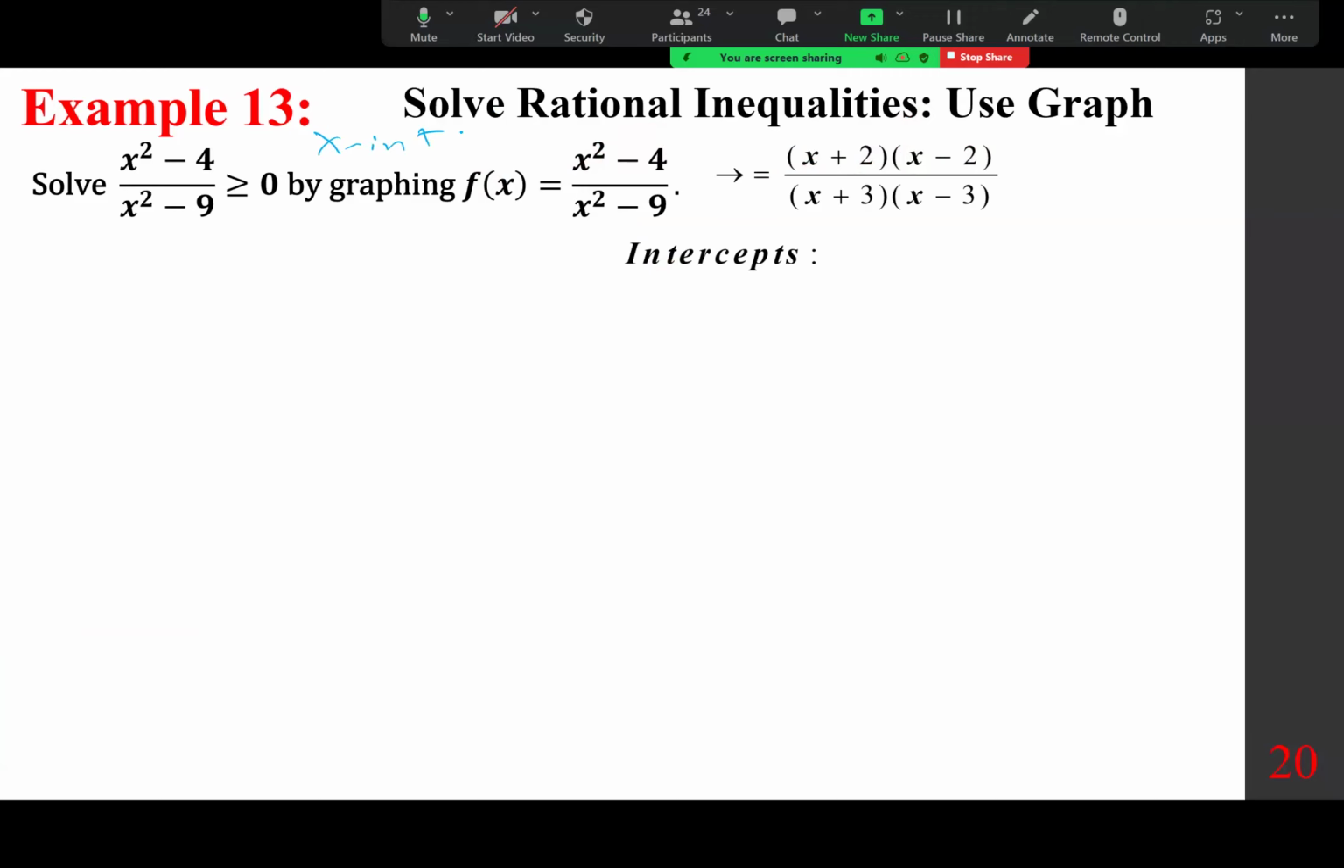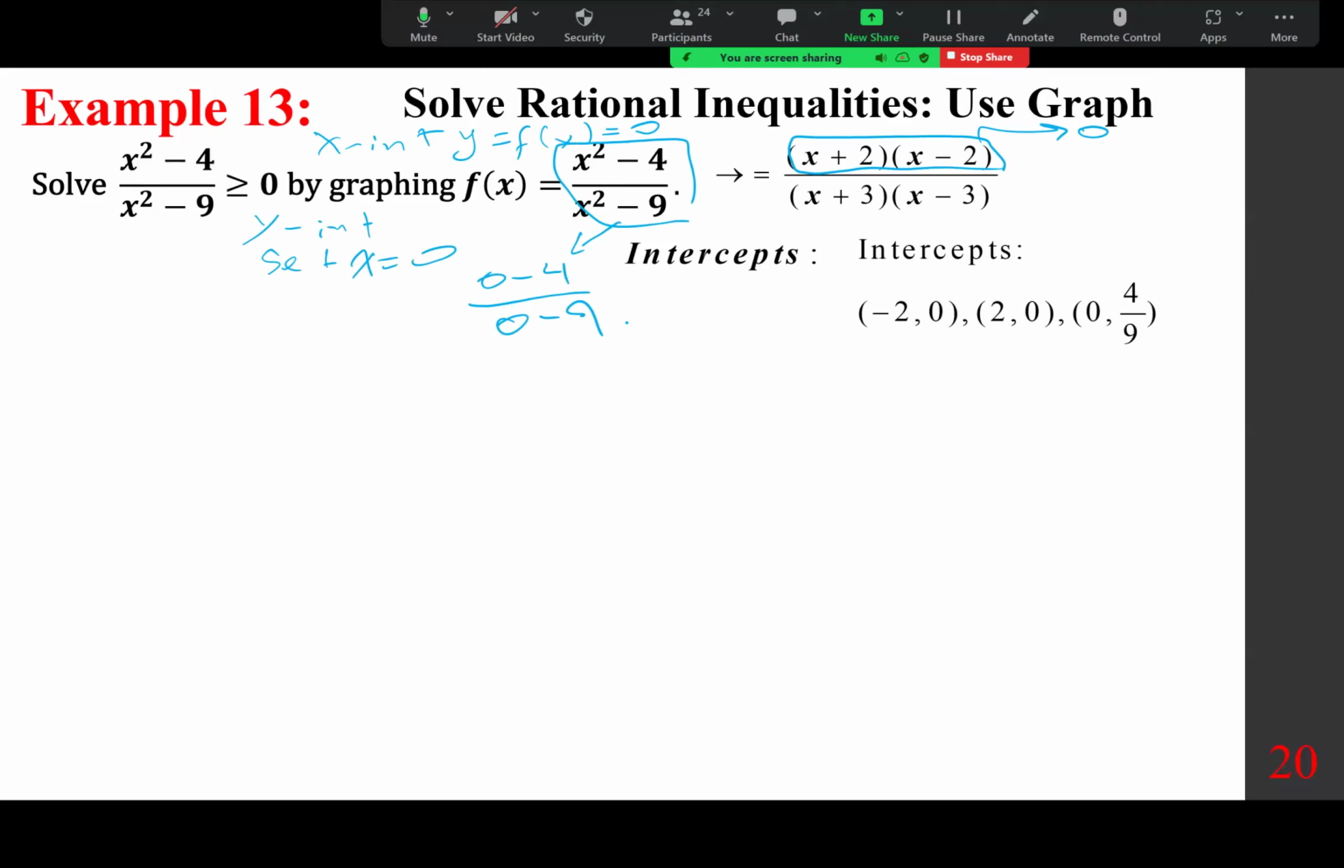For x-intercepts, y or f(x) equals 0. That means this is equal to 0. x is plus or minus 2. That means (−2, 0) and (2, 0). If you want the y-intercept, you set x equal to 0. So this gives you (0 − 4)/(0 − 9), which is 4/9. So these are the intercepts.